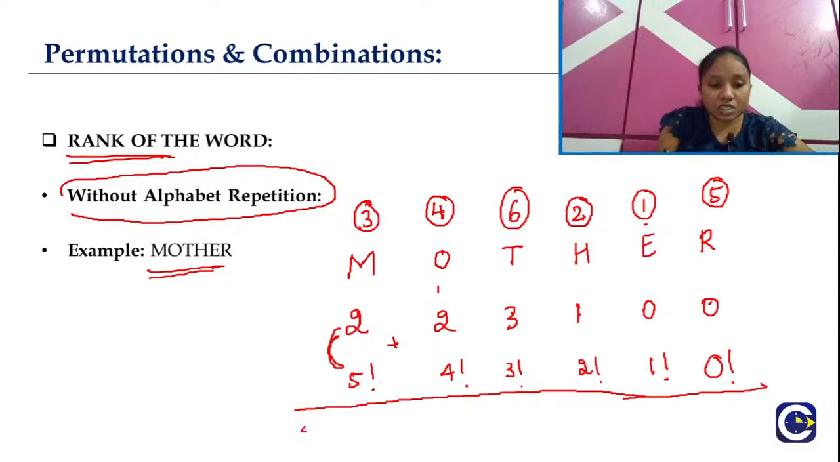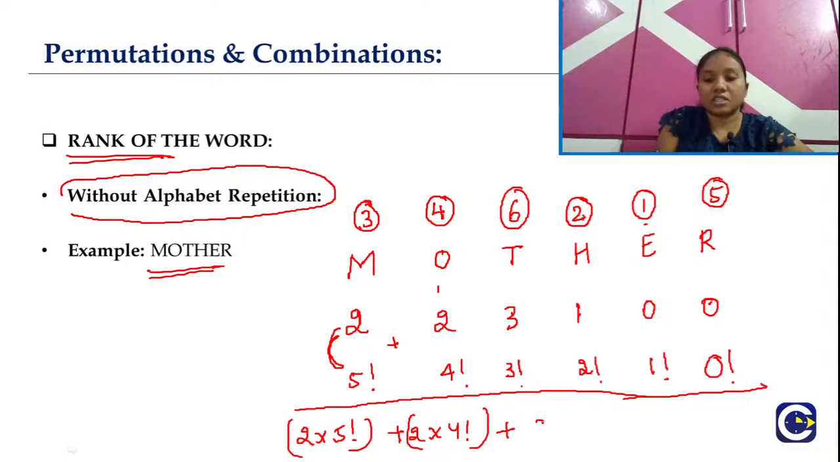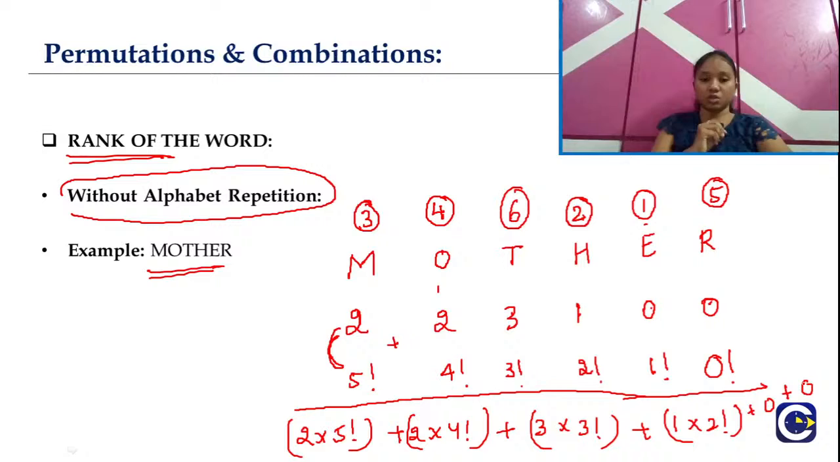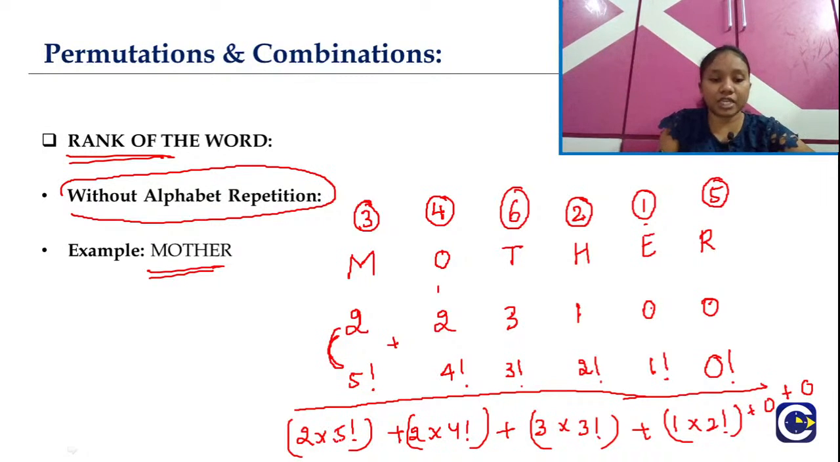So it will be here 2 into 5 factorial plus 2 into 4 factorial plus 3 into 3 factorial plus 1 into 2 factorial plus here 0 into 1 factorial will be 0. Similarly, 0 into 1 factorial will be 0. So now we have to calculate this value, that is 5 factorial into 2.